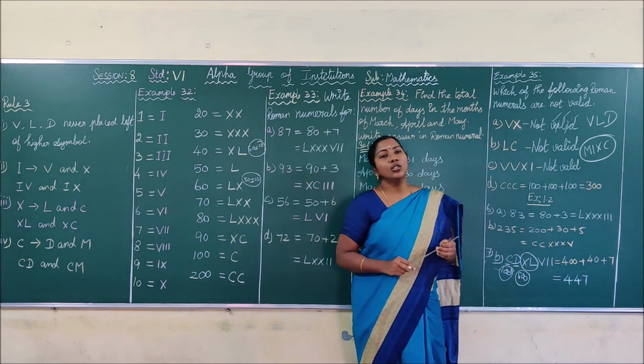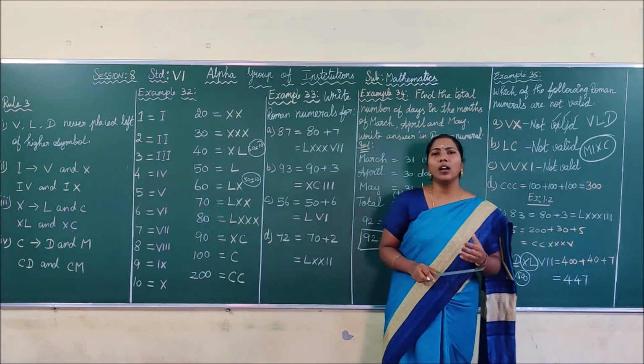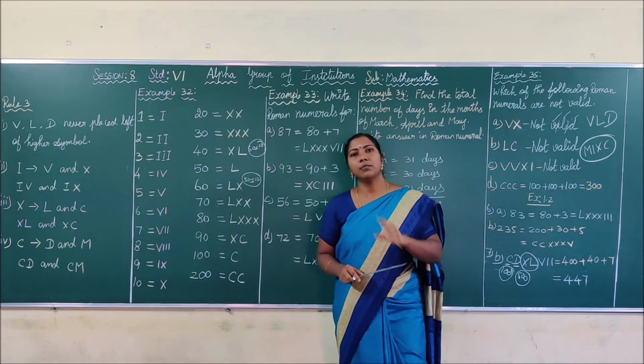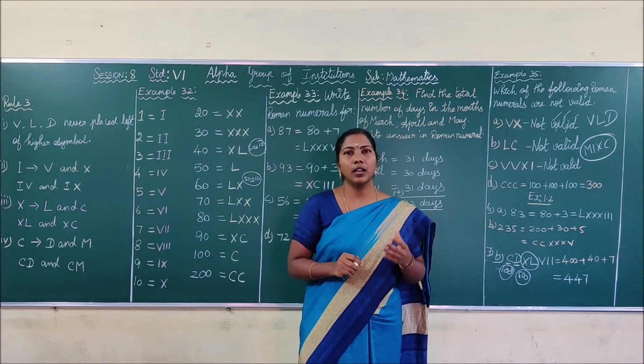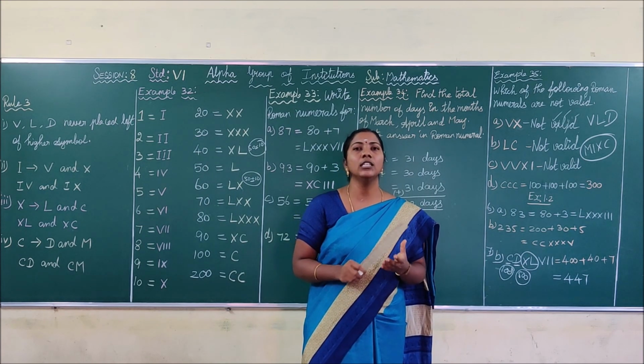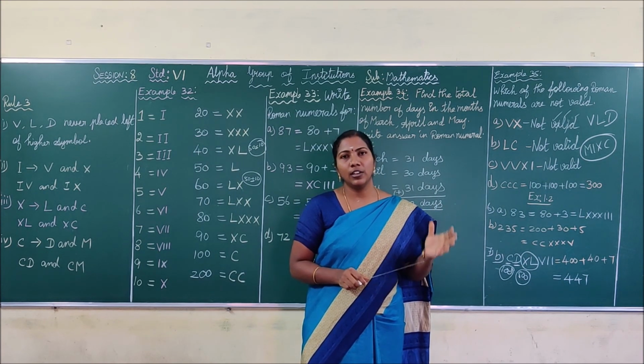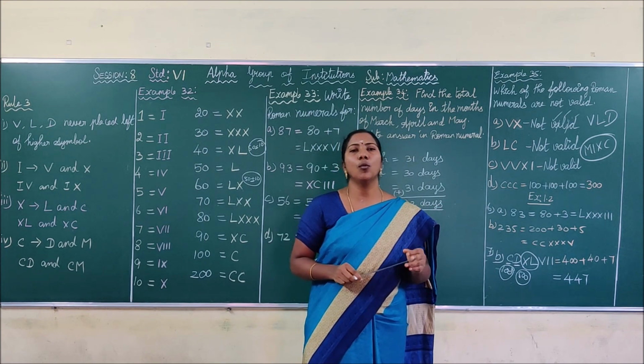Is it clear, children? So you have to remember all the values of the 7 symbols. Okay. Along with this video, you have the PDF for classwork as well as homework. Copy down the content in your classwork neatly and do the homework sums correctly.